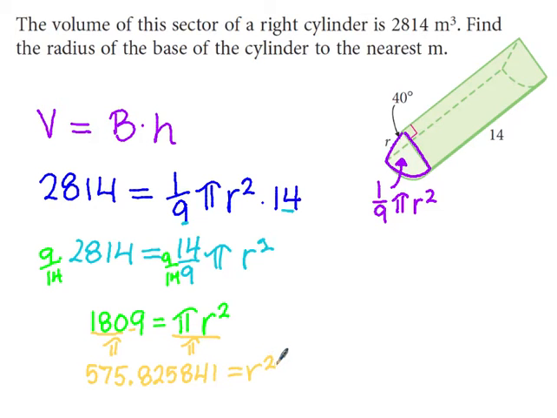How do you undo the square? You find the square root. So go ahead and take the square root for me. What do you get r to equal? 23.99.